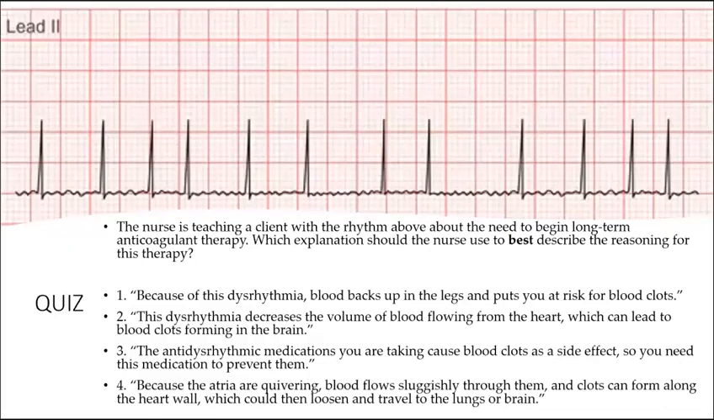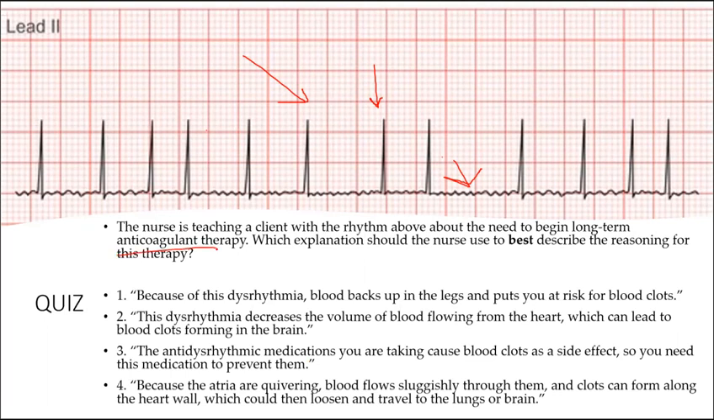The nurse is teaching a client with a rhythm above. What's that rhythm there? That's the giveaway. I see that irregularity. I see my normal QRS complexes. I see those fibrillatory waves there. So again, I know this client is going to have to be on anticoagulation therapy, because when you have all that fibrillation going on in the atria, it's going to cause your blood to pool and it could cause clots to form. That's why we need to place him on that. And option 4 would be our correct answer.